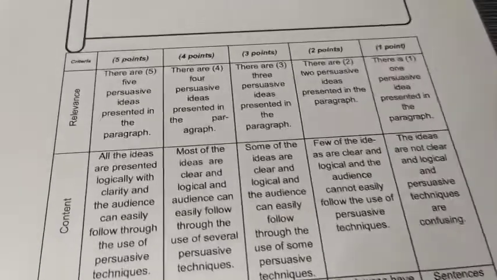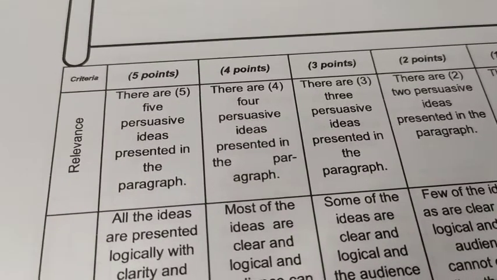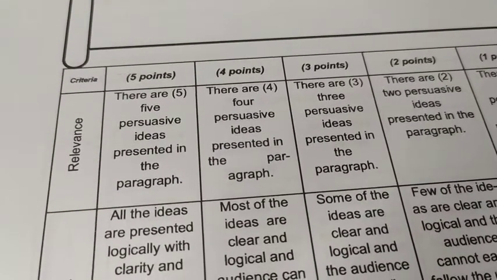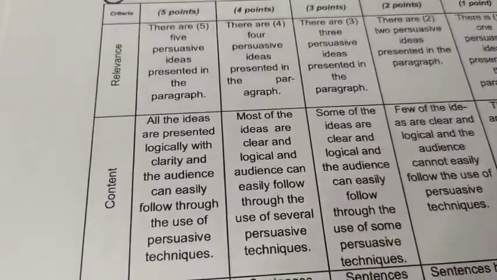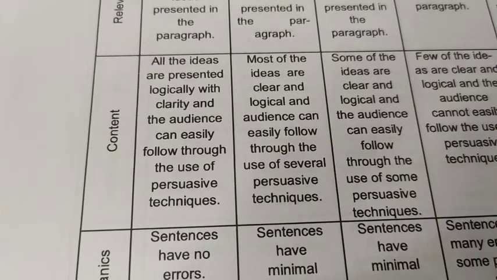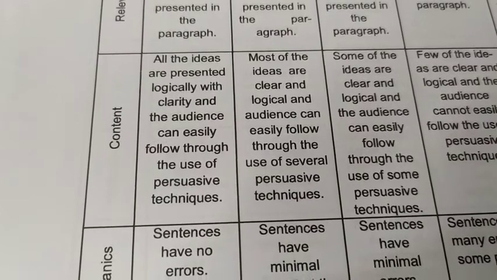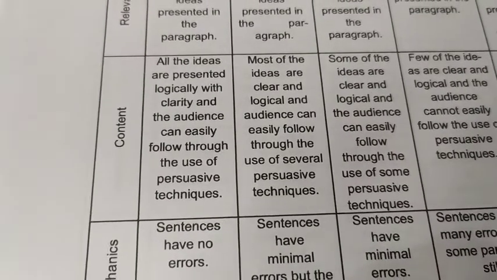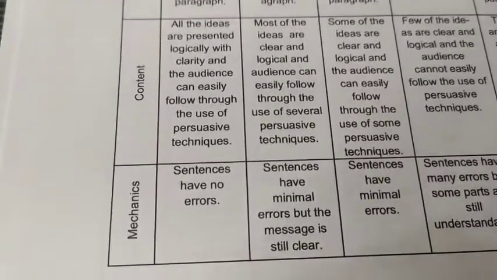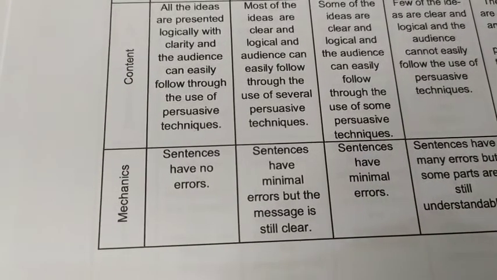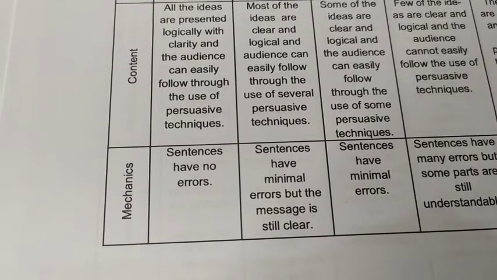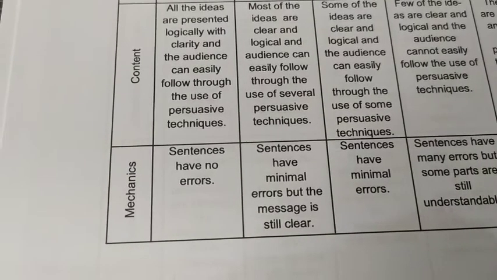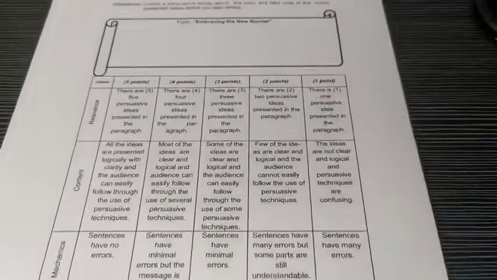So relevance: if your ideas are related to the new normal, embracing the new normal, then you will get 5 points. Content: if your ideas are connected to one another from the start until the end, then you will get 5 points. Mechanics: if there is no error, all spellings are correct, there is margin, there is indentation, there is correct grammar, then you will get 5 points.